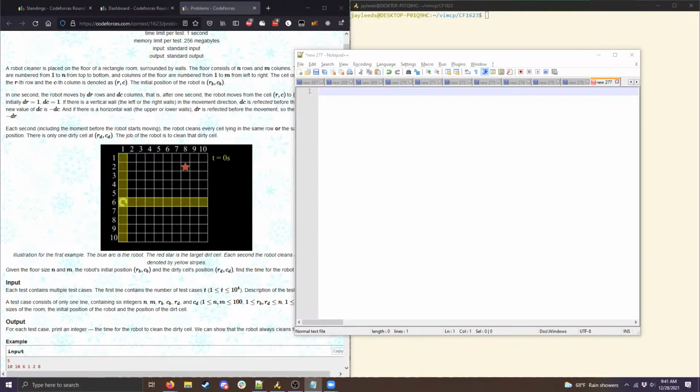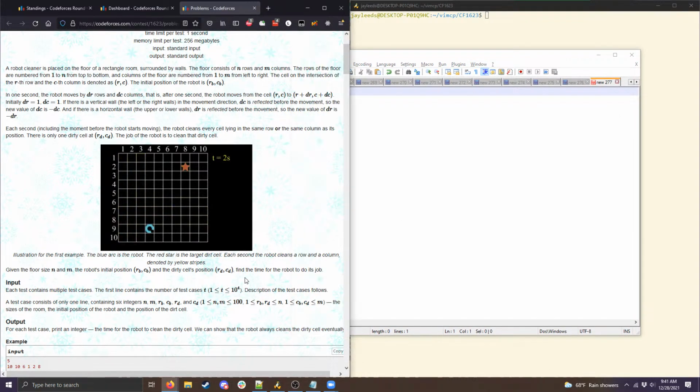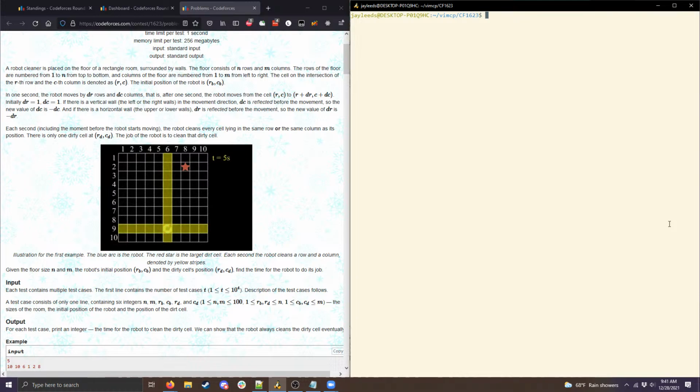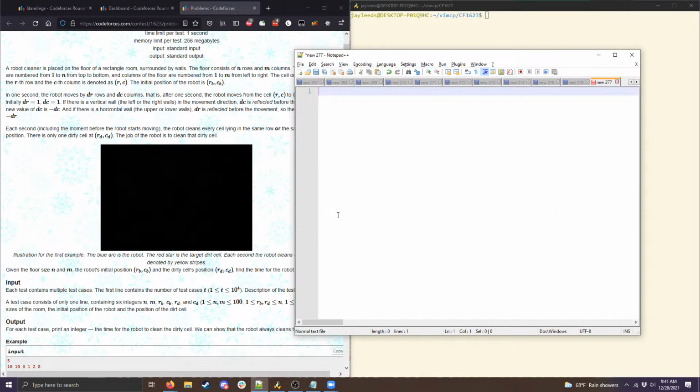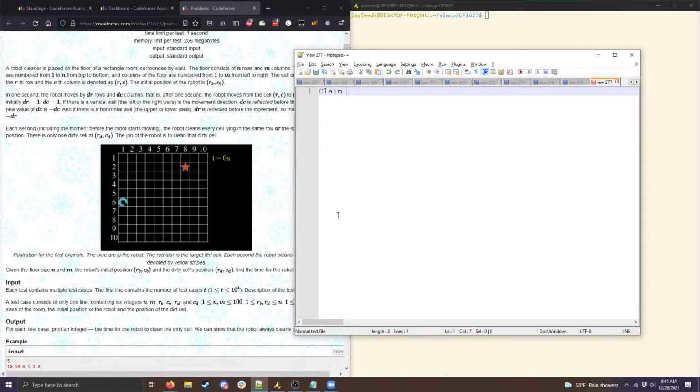And we have to find the number of seconds until the dirty cell will be cleaned. Okay, so this is a rare div2a that isn't just a math problem. Looking at the constraints, n and m are both pretty small. They're only up to 100, and t is up to 10^4. And so simulation, even if it ends up running in O(t times n times m), will be fast enough to pass. And in fact, we can observe that the robot will clean the dirt in O(min(n, m)) operations. And I'll write this down.